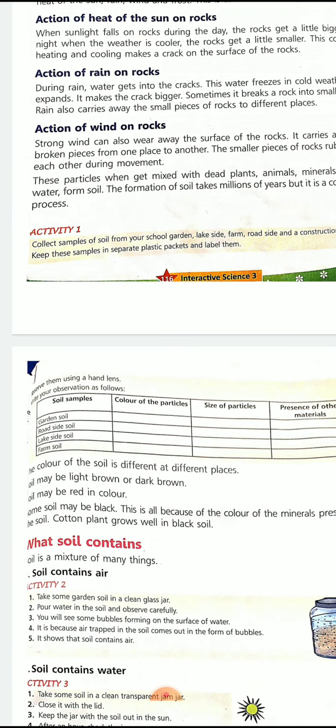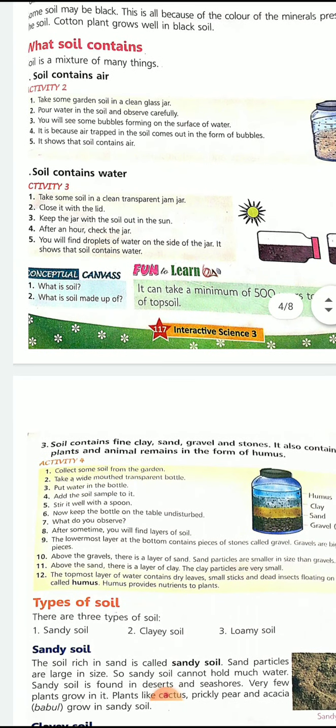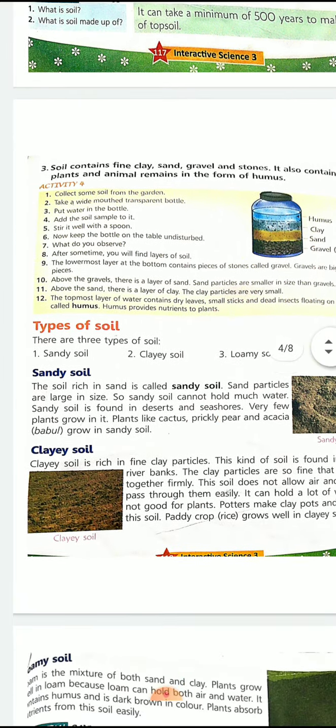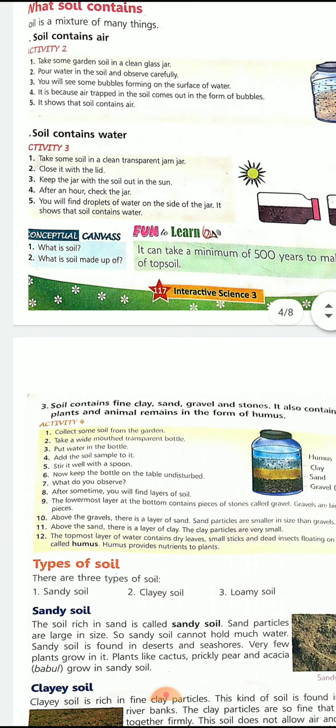Other than that, if you want to know what all soil contains, you can simply write: soil contains fine clay, sand, gravel, and stone. It also contains dead animals, plants, and animal remains in the form of humus. It contains air and water also.